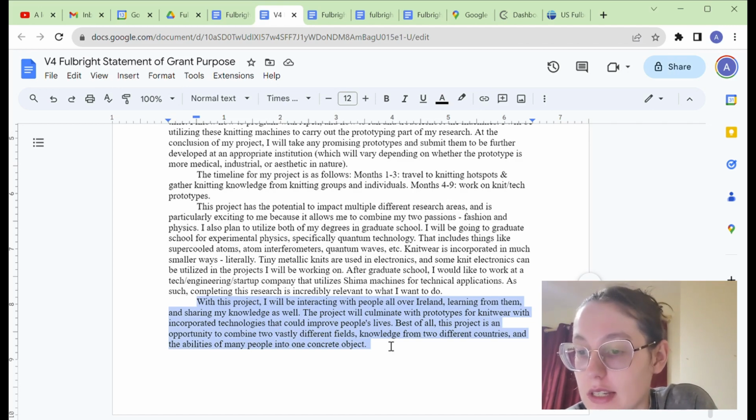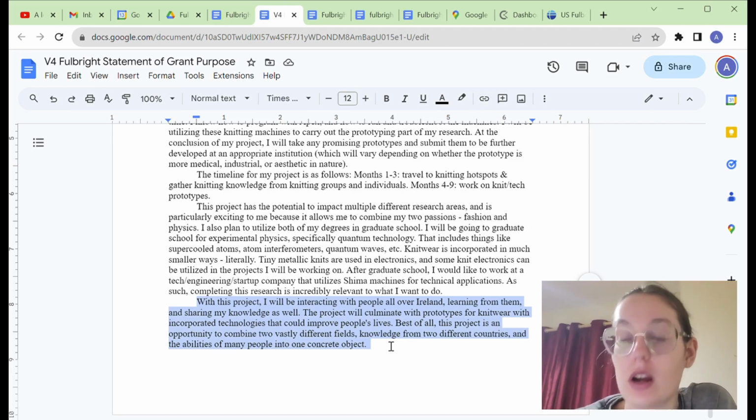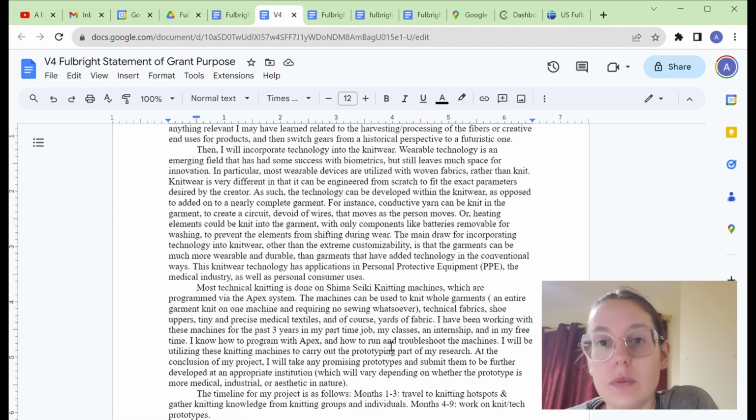Best of all, this project is an opportunity to combine two vastly different fields, knowledge from two different countries, and the ability of many people into one concrete object. So I'm just summing it all up together. If they dozed out because it was two pages long, that's fair. This paragraph should remind them of what I've said. It also helps to show that you know a little bit about what you're talking about.